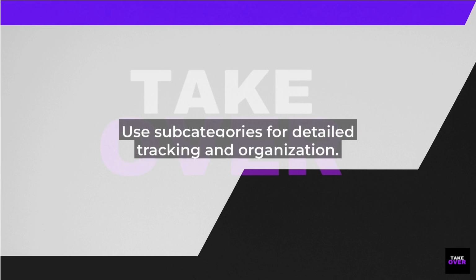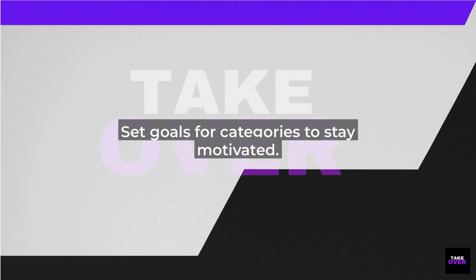One tip: use subcategories for more detail. Under Groceries, you could add Weekly Shopping or Snacks. This keeps things organized and helps you track spending patterns over time. YNAB also lets you set goals for each category, like saving $200 for a vacation. It's motivating. Once everything's set up, review your budget regularly.